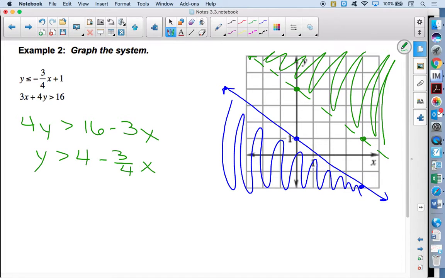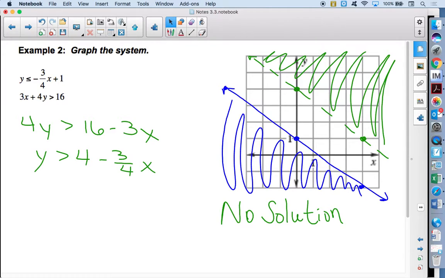Okay, so this is what your graph should look like. Where's the solution? Where's the overlapping region? There isn't one. So this one has no solution. There's no region that intersects or overlaps. There's no area that's common with both colors.